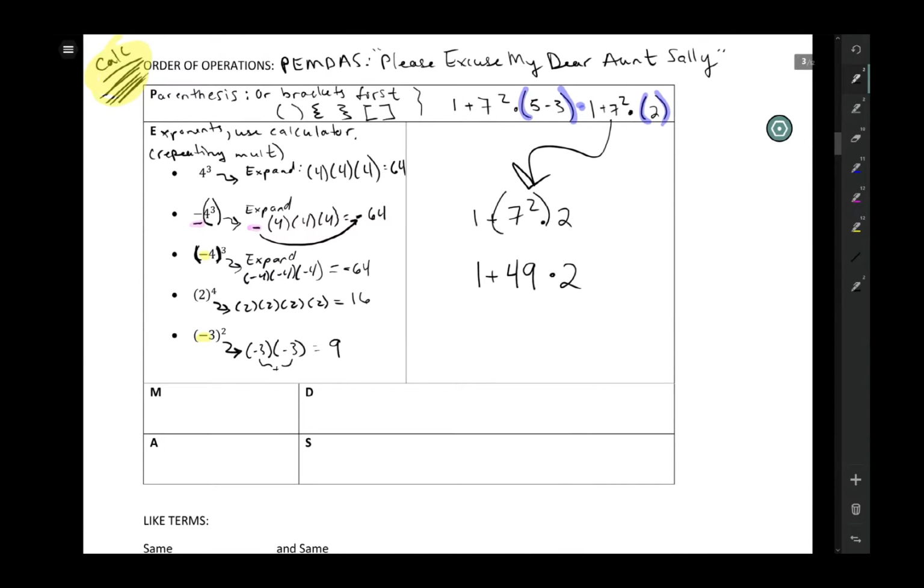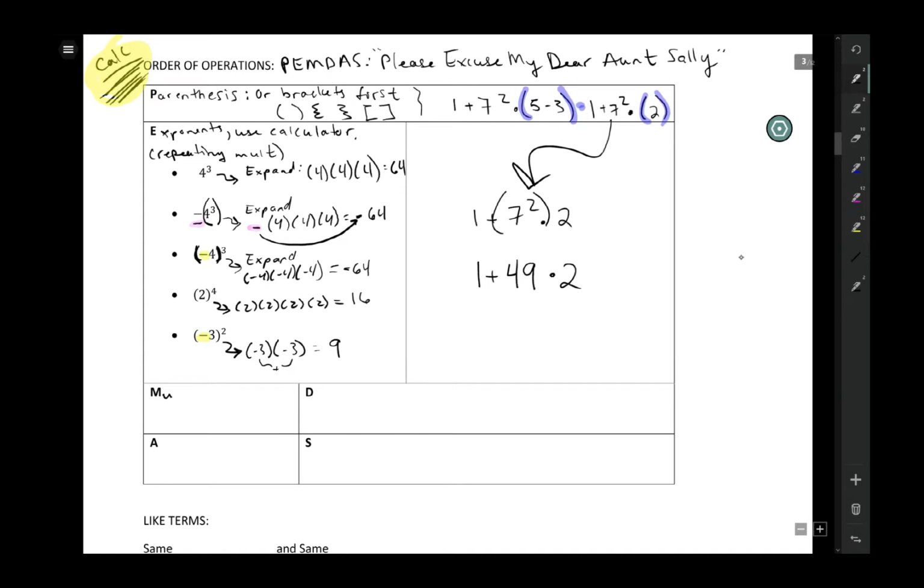Now, order of operations, the way you say it, please excuse my dear Aunt Sally, means that generally people think, well, we're always doing multiplication first and division second. And no, you do whichever one comes first. I don't like how it's written out there. Okay. Sorry. Should be easier to see.